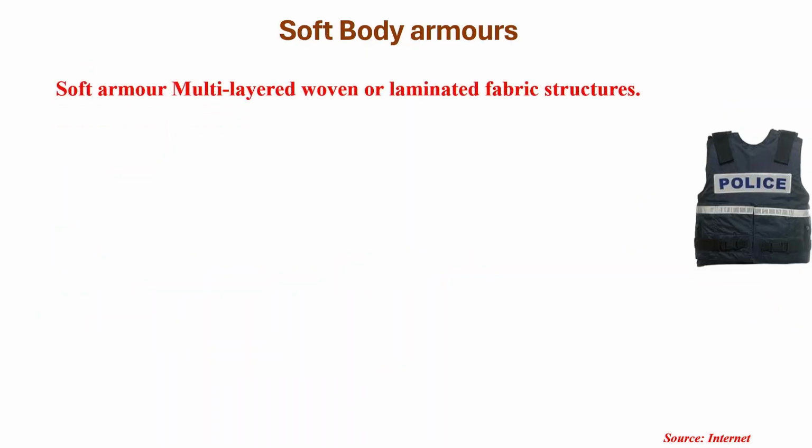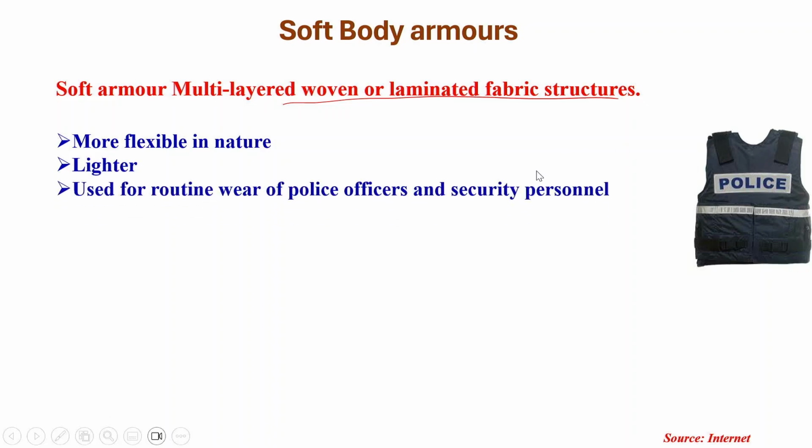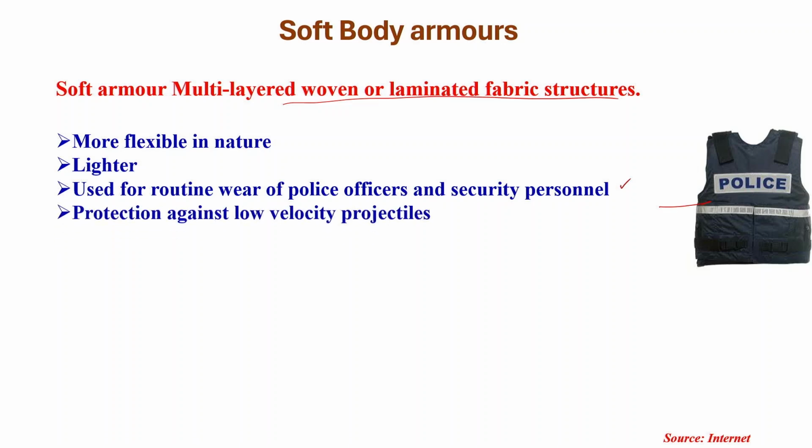On the other hand, soft body armor has multi-layered woven or laminated fabric structures, more flexible in nature as compared to hard body armor. It is lighter in weight, used for routine wear by police officers and security persons. For routine work it can be used. It can protect against low velocity projectile threats.